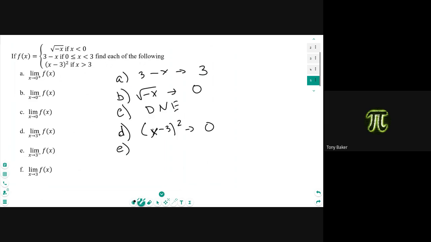E from the left. Which one am I looking at there? Second or third? Second. And that would go to also 0. So the limit at 3 equals what? 0.